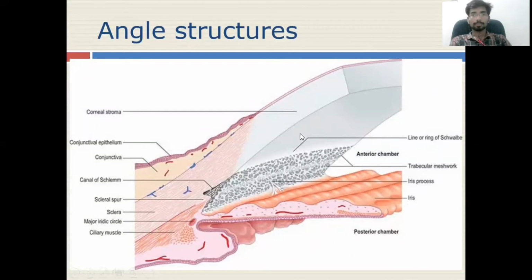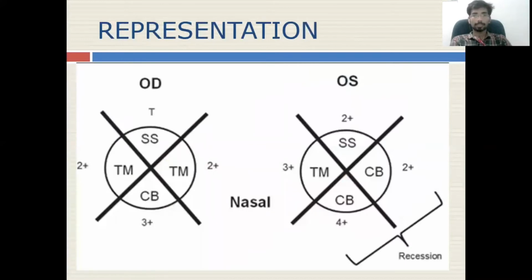Angle structures from outside to inside: this is Schwalbe's line, which is whitish translucent; below that is the trabecular meshwork, below that is the scleral spur, and next is the ciliary body band. When we represent the angle, this is the right eye, this is the left eye, and we have to mention all 4 quadrants: superior, inferior, medial and lateral. SS means scleral spur, TM trabecular meshwork, CB ciliary body.